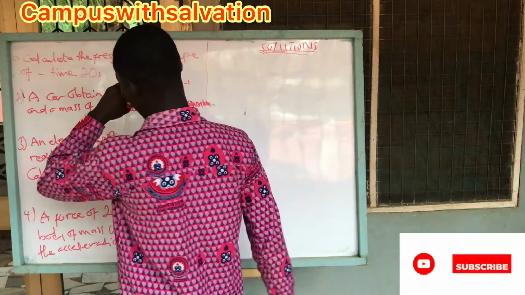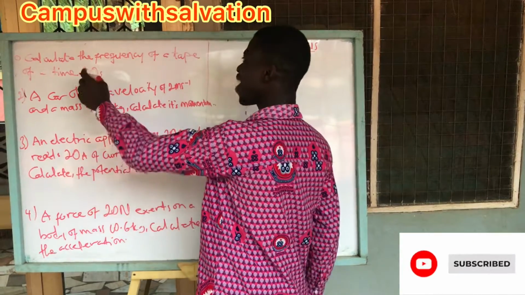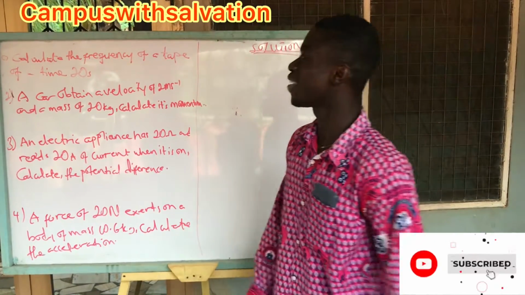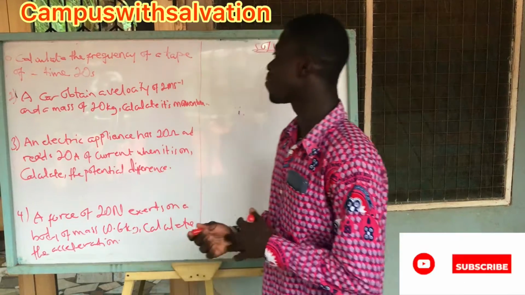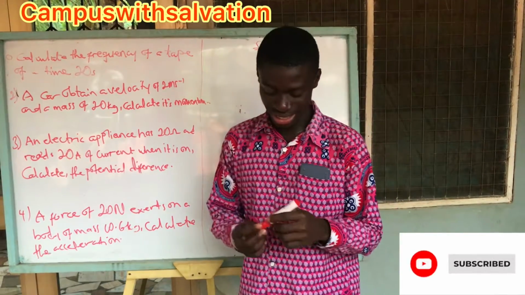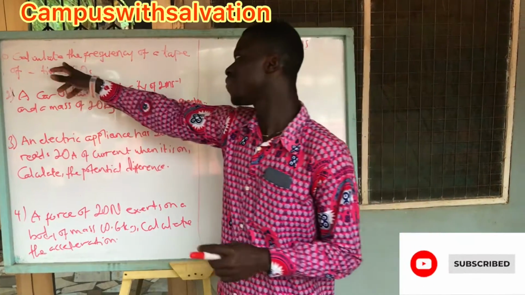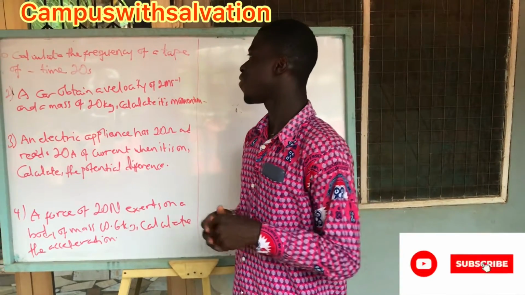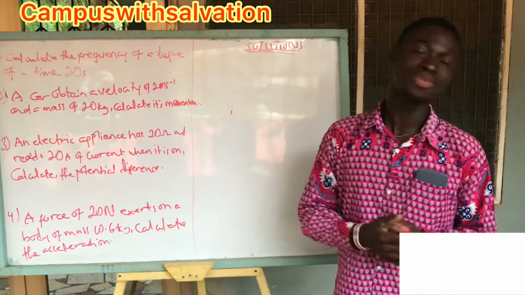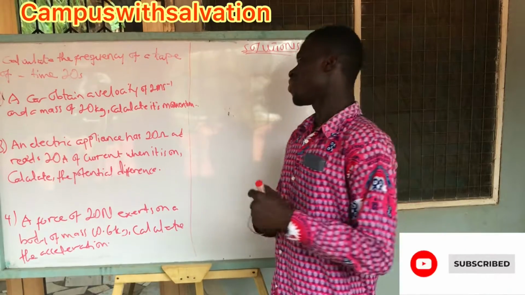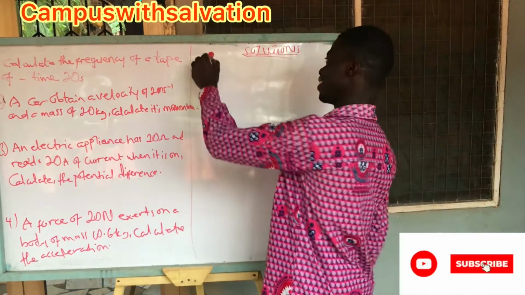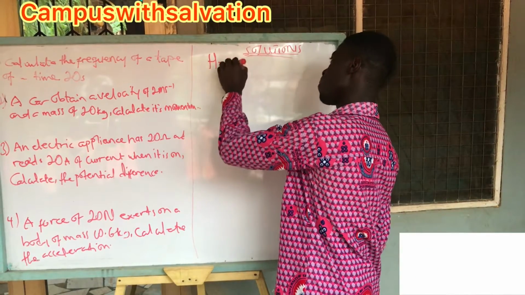The first question is, calculate the frequency of a tape which has a time of 20 seconds. So here we are calculating the frequency of a tape or radio. Frequency is measured in hertz or megahertz.